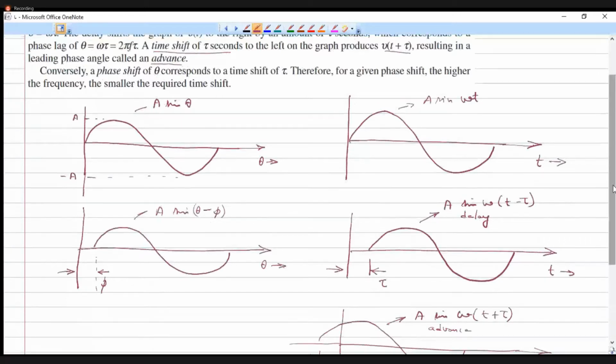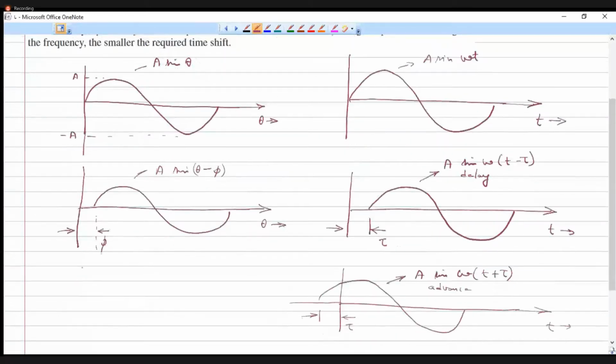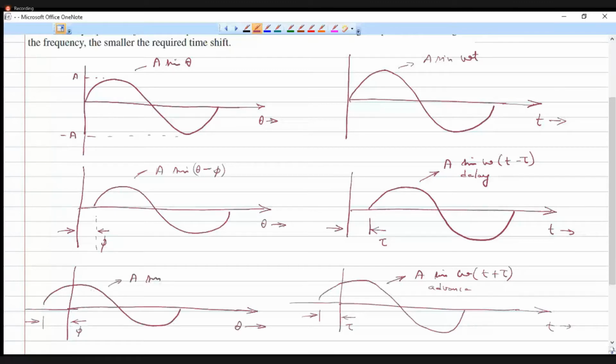So this is time delay, and this is shifting in terms of the angle. Similarly, we can also shift the signal towards the left by a particular angle, say phi. Then this function could be written as A sine of theta plus phi. So I am shifting towards the left side.